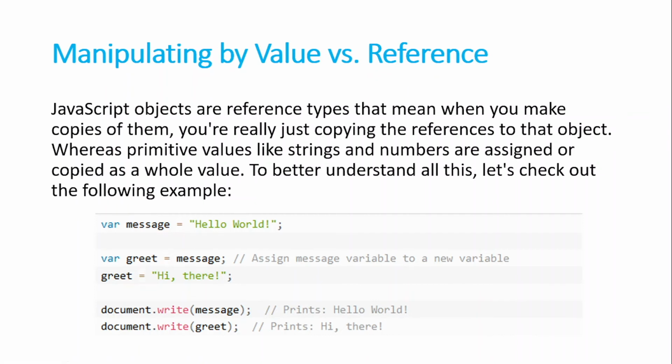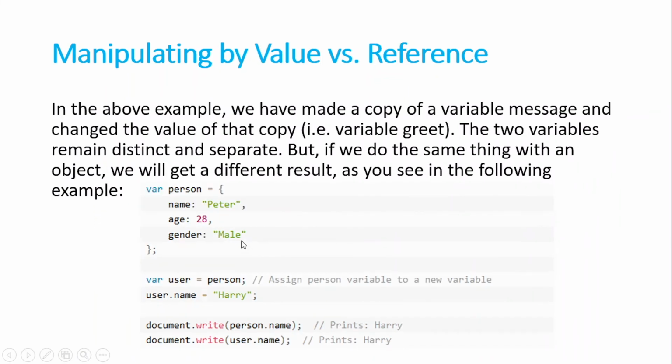Generally our normal or primitive data types like strings and numbers are assigned a copy when we assign a variable to some other variable. But if you use an object instead, let's say the object person, and you make a copy to user, now if I update user.name, it will update the property in the person object as well. So now they are getting their value by reference.